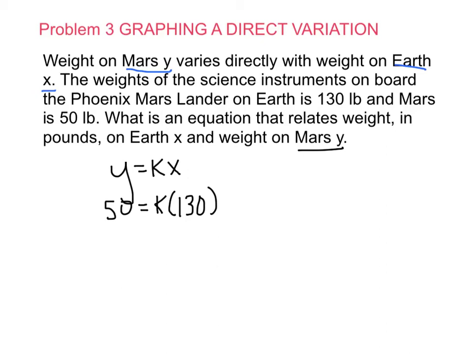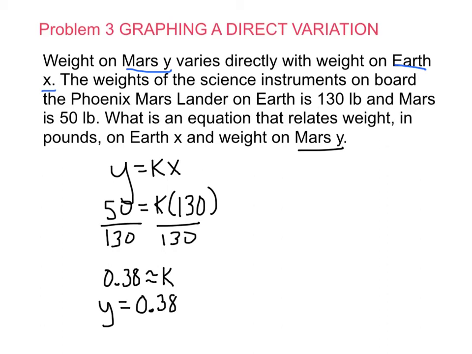So my equation is 50 equals k times 130. Divide both sides by 130. I get k equals approximately. You're going to have to do approximately. Now, I want you guys to start getting used to this. Approximately, which I taught you a while back, is two wavy lines. It's approximately 38 hundredths, or 0.38. So my equation would be y equals 0.38x. There's your equation.